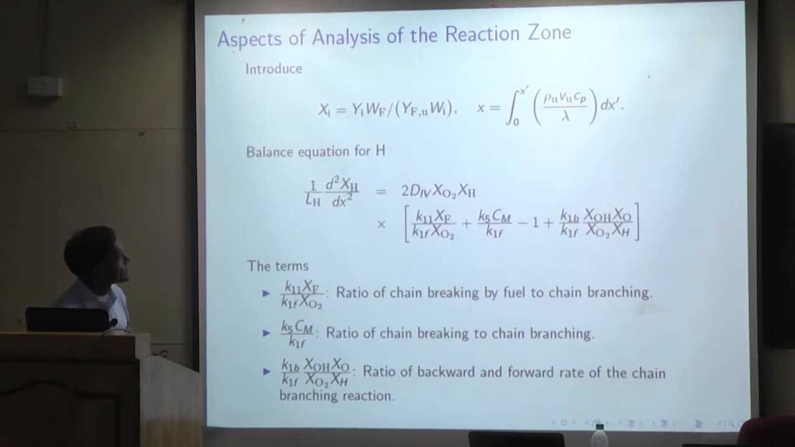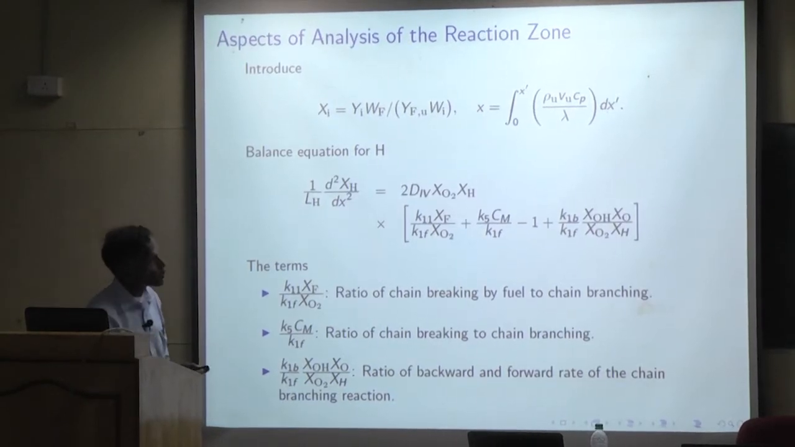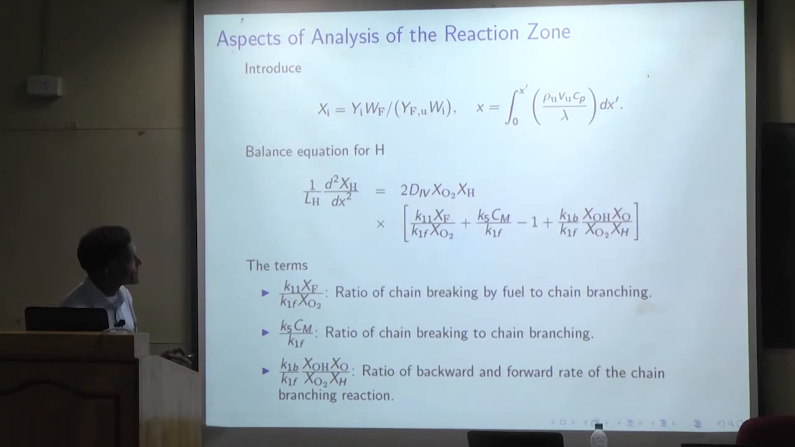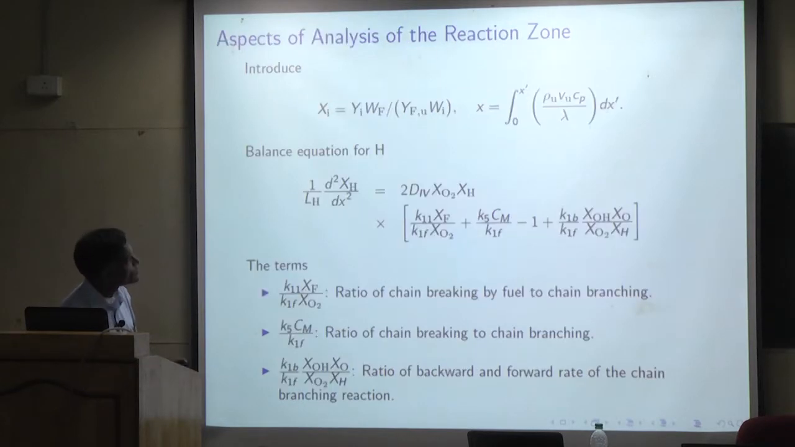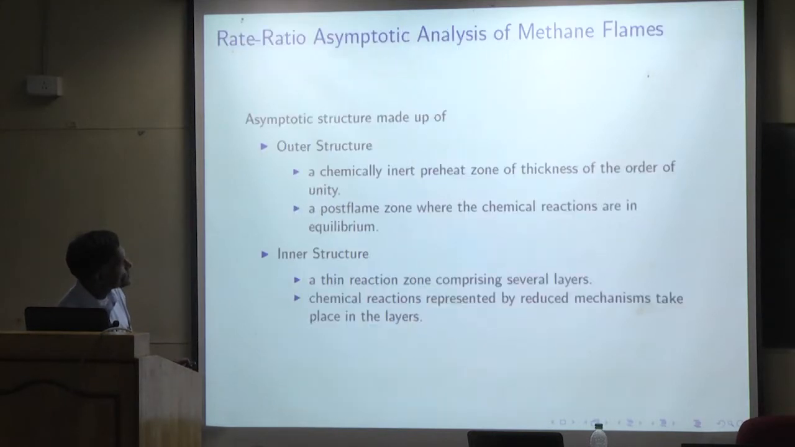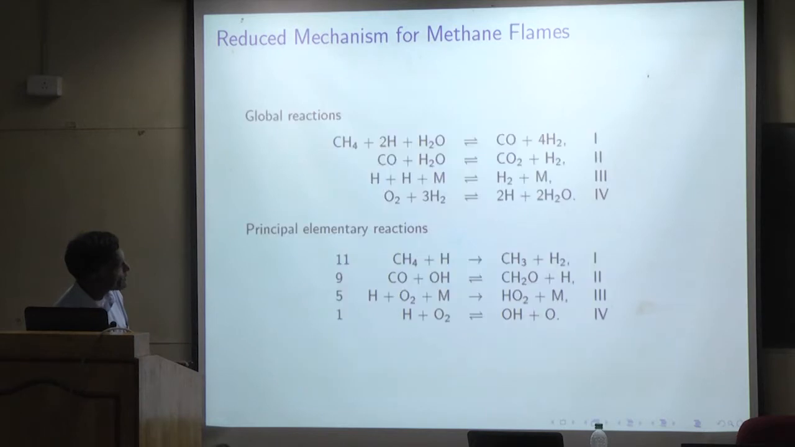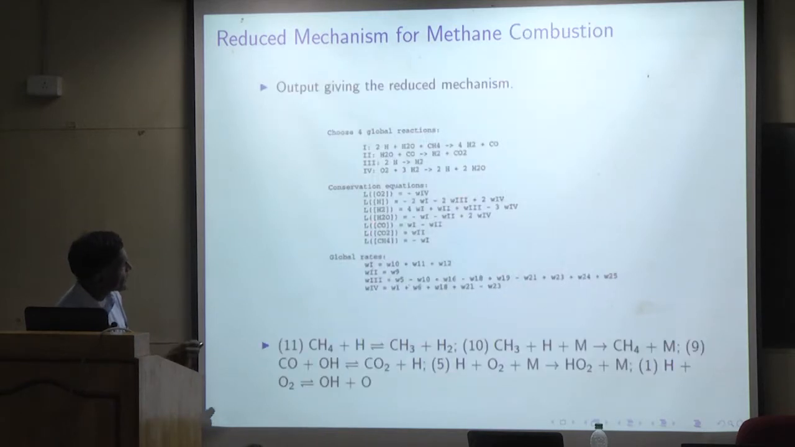And now, this is, as I said, again mathematics. How do I go about it? Now, as I said, H radicals are present everywhere. So this is the equation for the H radicals. If you look at this reaction for H, there are 4 reactions: 1, 3, and 4 that appear on this right-hand side.